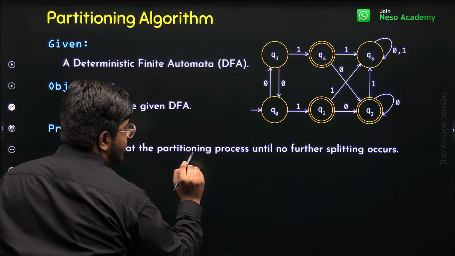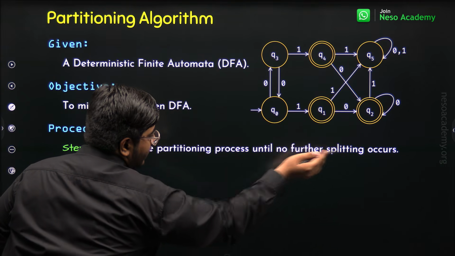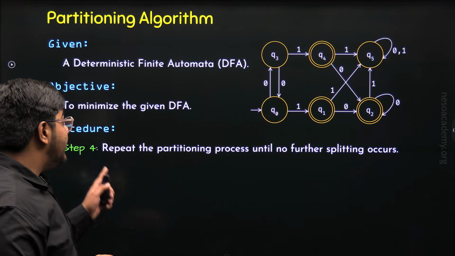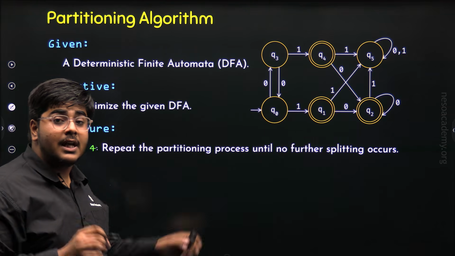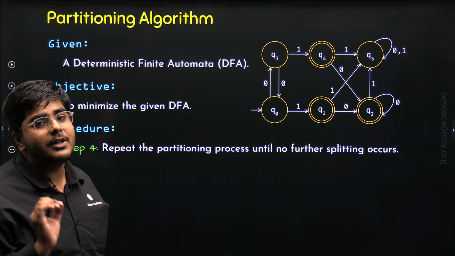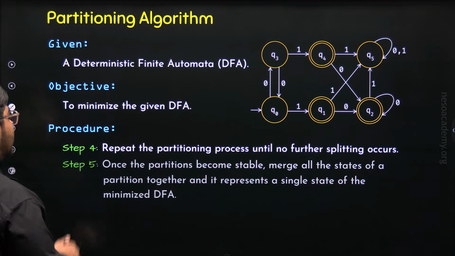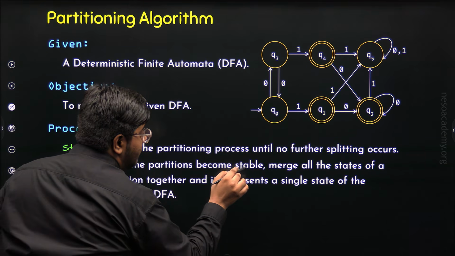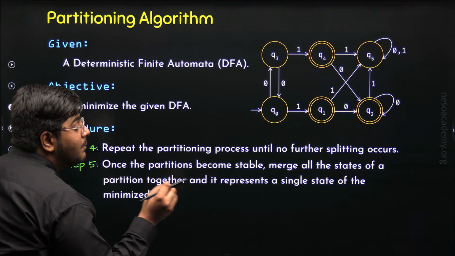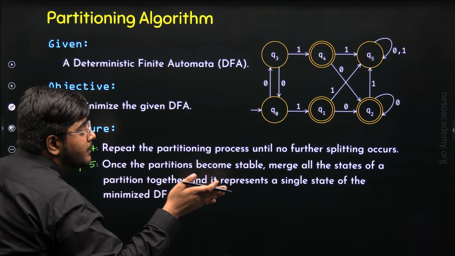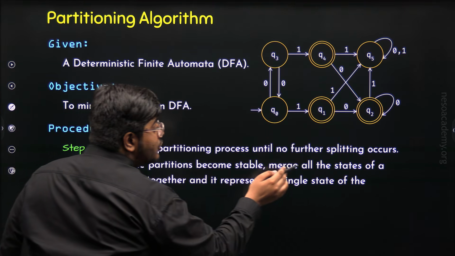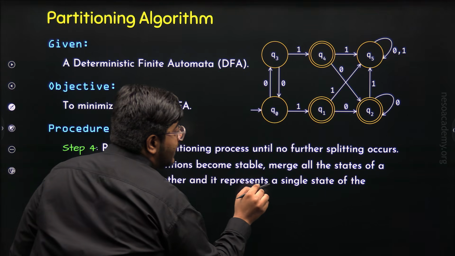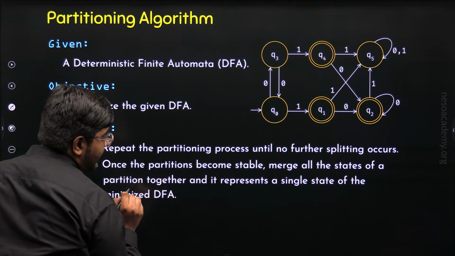Next step. Step number 4. Repeat the partitioning process until no further splitting occurs. This I have just told you, that we need to repeat the partitioning process until no further splitting is possible. Let's see the next step. Step number 5. Once the partitions become stable, that means when we reach a point where no further splitting is possible, merge all the states of the partition together and it represents a single state of the minimized DFA.